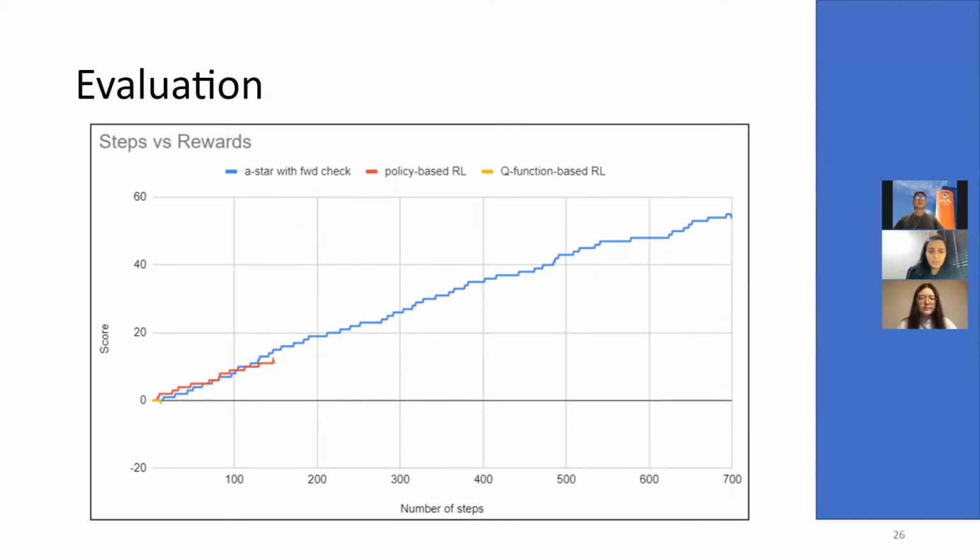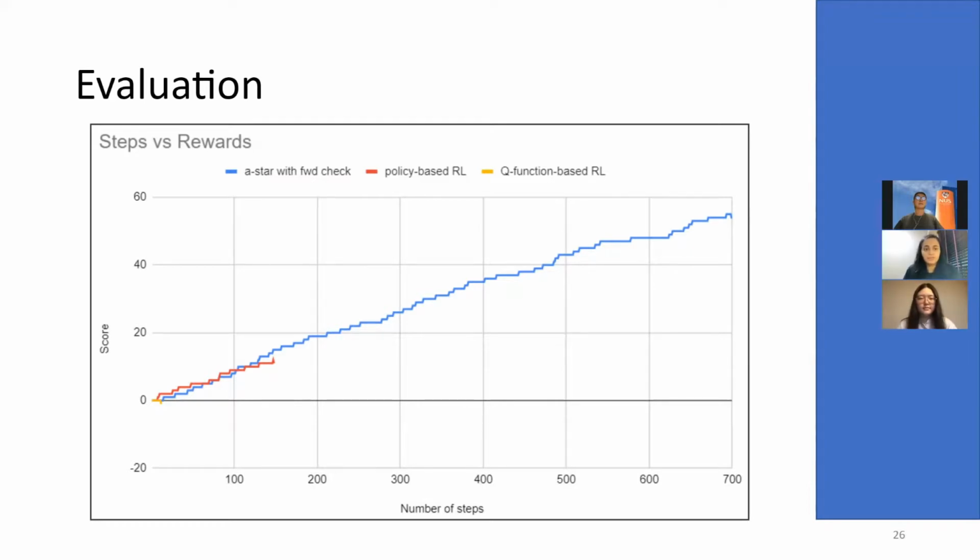So the blue line indicates the A star with forward check. The red line indicates the policy-based reinforcement learning that was discussed in paper 3. And the yellow line talks about the Q function-based reinforcement learning discussed in paper 2.